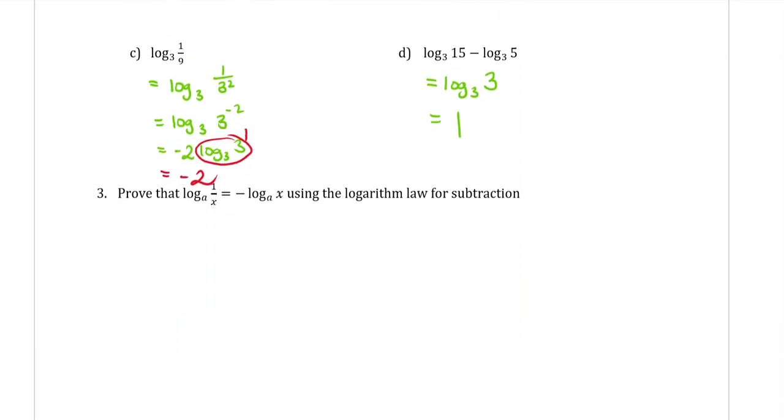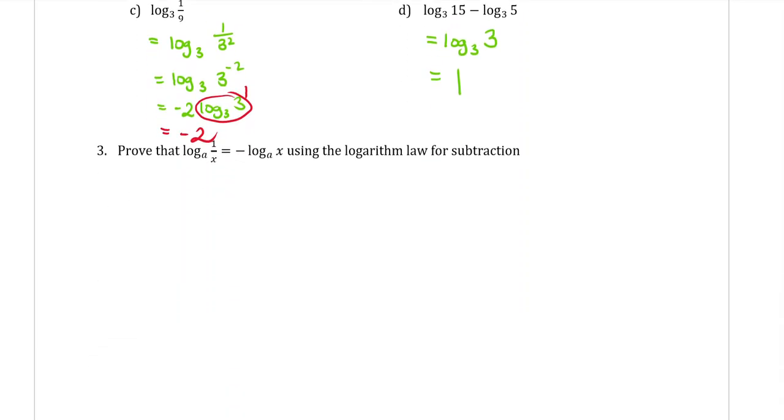Question 3. Prove that log base a of 1 over x is equal to negative log base a of x. Now, if you want to prove something, you want to start with one side of the equation and show that you can get through to the other side. So I'm going to start with the left-hand side. LHS stands for left-hand side, which is equal to log base a of 1 over x. And hopefully I'm going to simplify it down to get negative log base a of x.